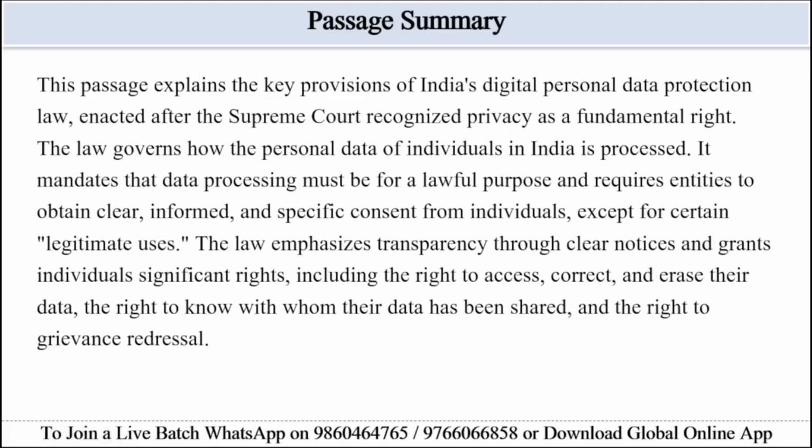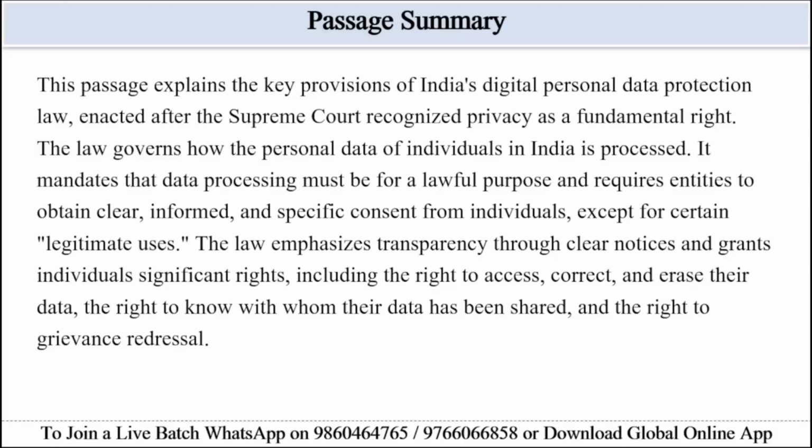This passage explains the key provisions of the Indian Digital Personal Data Protection Law, enacted after the Supreme Court recognized privacy as a fundamental right. The law governs how the personal data of individuals in India is processed. It mandates that data processing must be for a lawful purpose and requires entities to obtain clear, informed, and specific consent from individuals, except for certain legitimate uses.